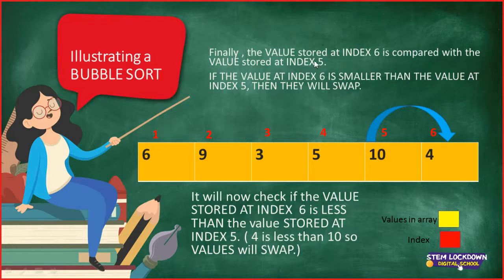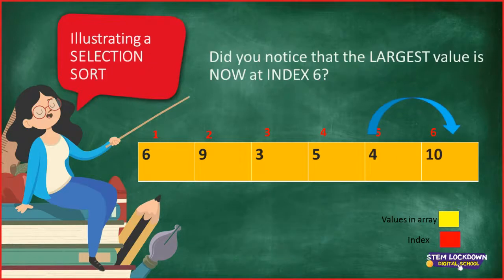Finally, the value stored at index 6 is compared with the value stored at index 5. If the value at index 6 is smaller than the value at index 5, then they will swap. Now, would you agree that 4 is less than 10? Okay, so what's going to happen? 4 is going to go to index 5 and 10 is now going to go to index 6. That's what's going to happen. Now, that is just sorting out one of those values.